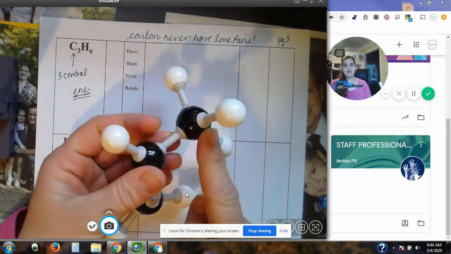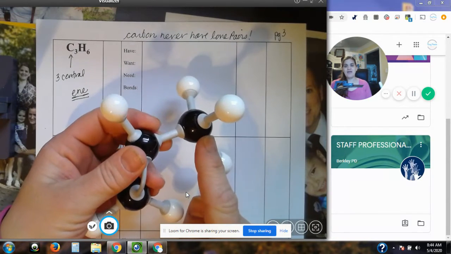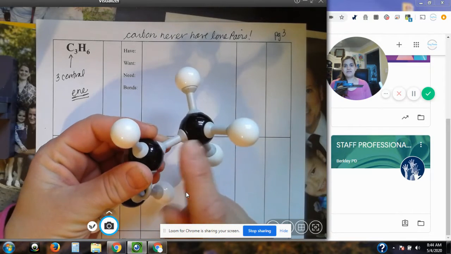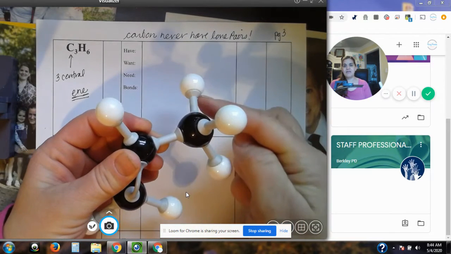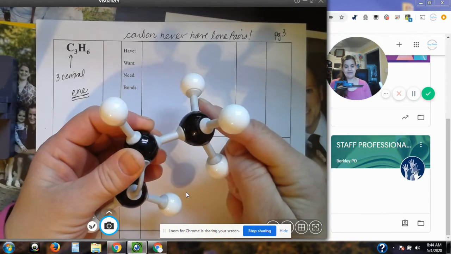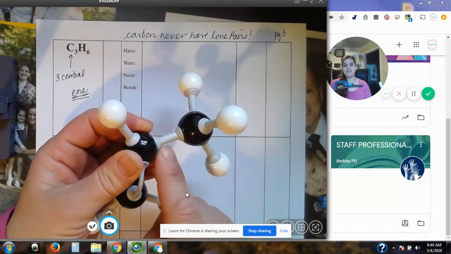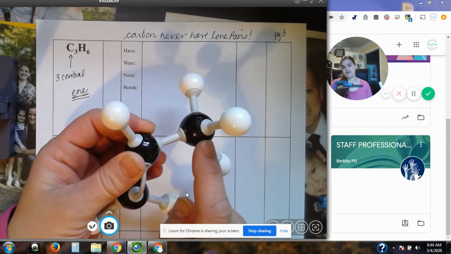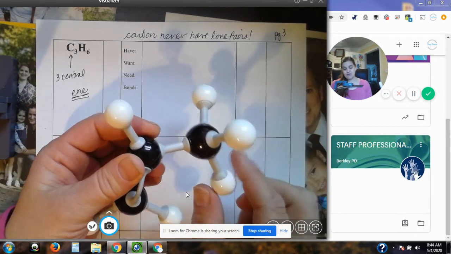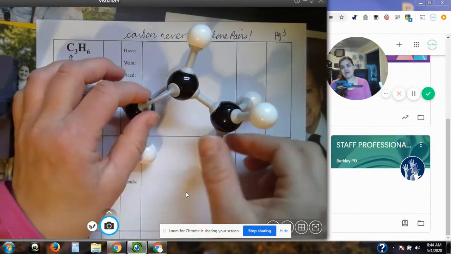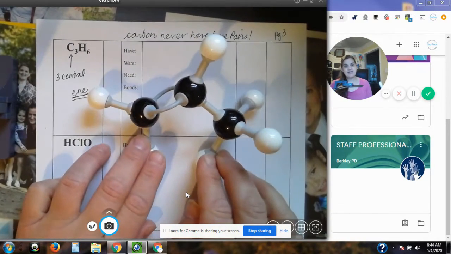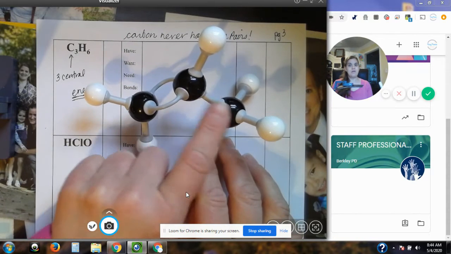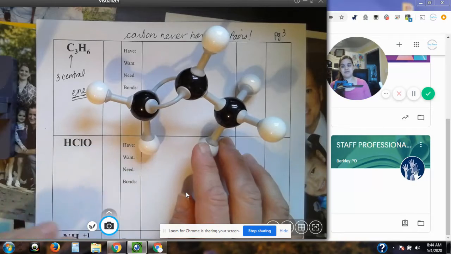Finally, I get to the third carbon, and there's no double bond here. So I've got 1, 2, 3, and then 4 bonding areas. They all happen to be single bonds. And so there are no lone pairs. So I'm looking at something more like a tetrahedral. So I thought it would be important for you guys to see this because we were seeing some folks having trouble with multiple central atoms, but that's what that looks like.